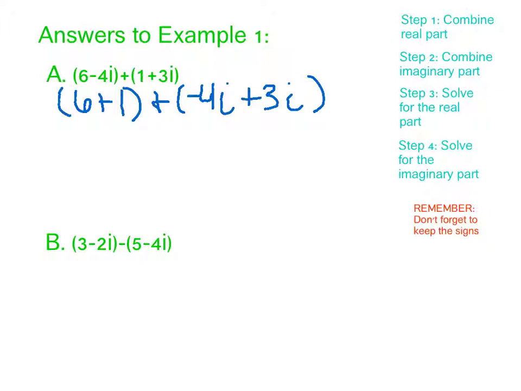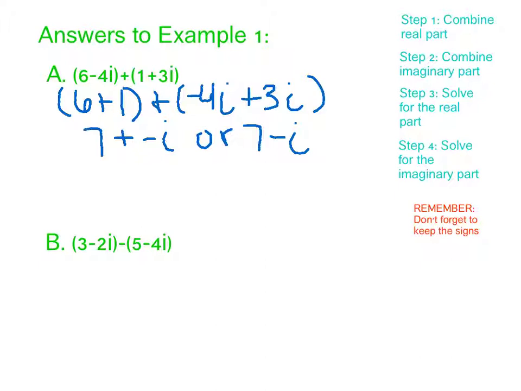The third step says to solve the real part. So, 6 plus 1 equals 7. Now, our final step says to solve the imaginary part. So, negative 4i plus 3i is negative i. So, our solution is 7 plus negative i, or 7 minus i.